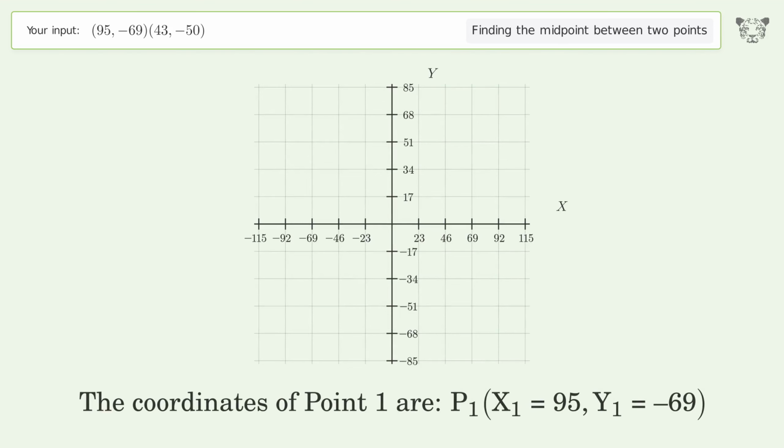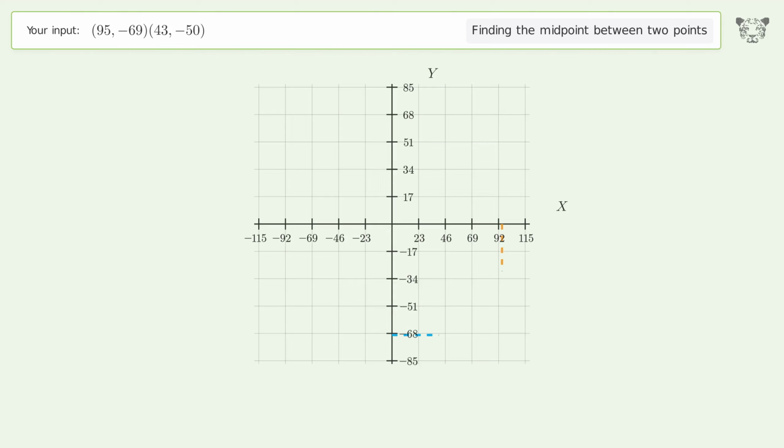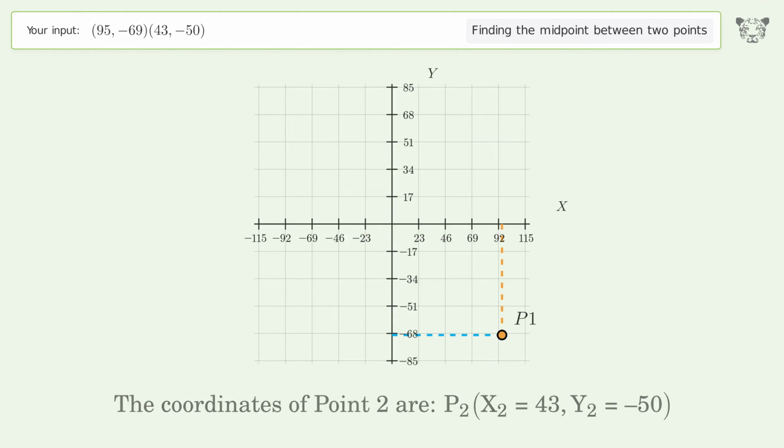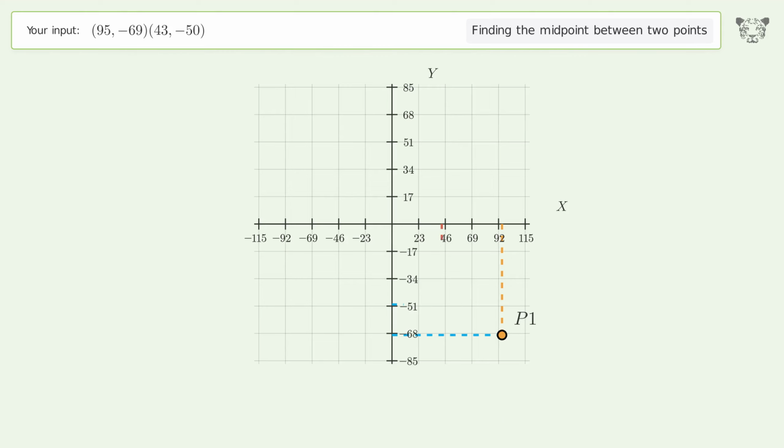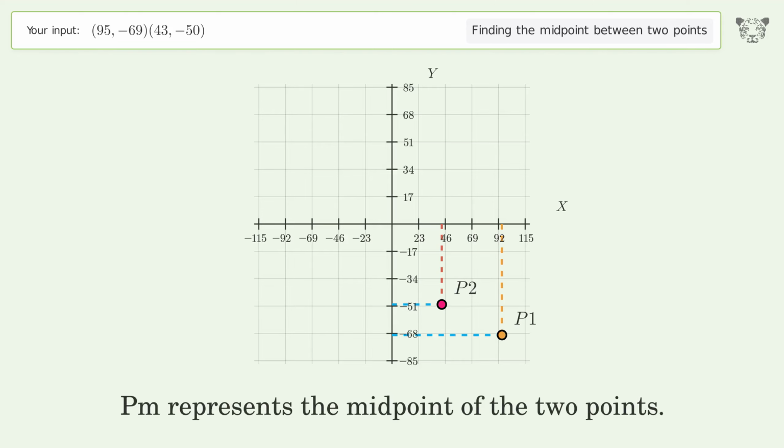The coordinates of point 1 are x1 equals 95, y1 equals negative 69. The coordinates of point 2 are x2 equals 43, y2 equals negative 50. PM represents the midpoint of the 2 points.